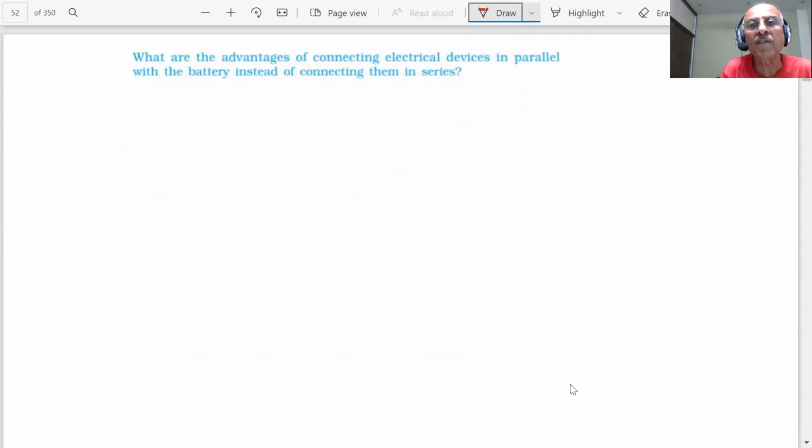Question: what are the advantages of connecting electrical devices in parallel with the battery instead of connecting them in series? I said this is a very important question, student. I'm putting a star because this will be asked in the paper. This year's sample paper also gave this question to the students. What advantages will you write, student? First advantage, tell me. You have 1 to 2 minutes to answer the question, student. What are the advantages, students?